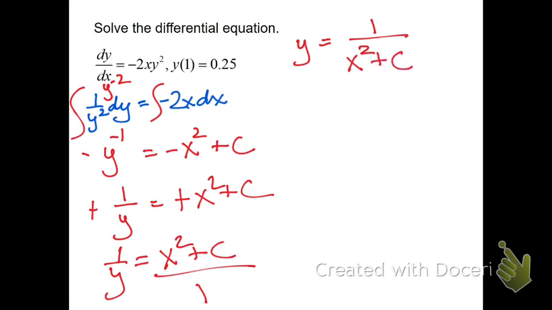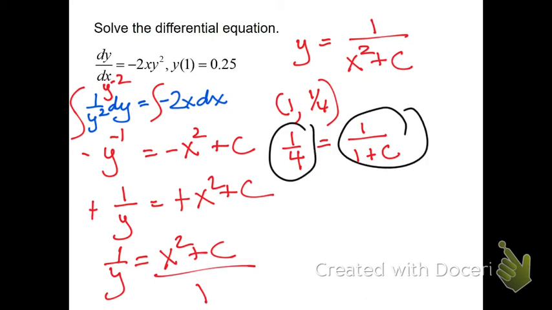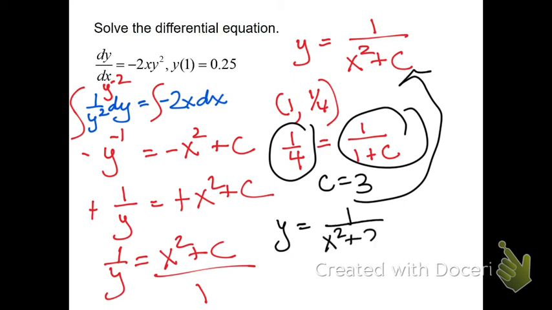All right, now the initial condition. We're going to plug in 1 comma. Since I have fractions, I don't like that 0.25. I'm going to plug in 1/4 instead. So y is 1/4 and x is 1. Okay, just in case you've forgotten how to solve this, you could cross multiply, but it should also be obvious. If the left side equals 1/4, then the right side has to equal 1/4, so c is going to have to be 3. Okay, make sure you remember to plug it back in. So the final answer is 1 over x squared plus 3.